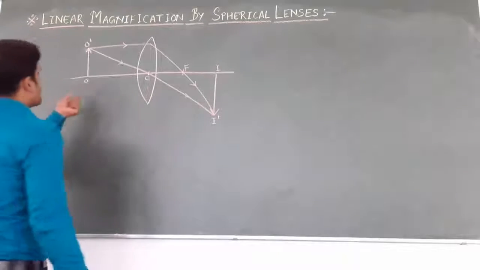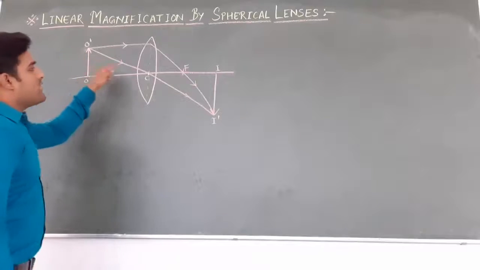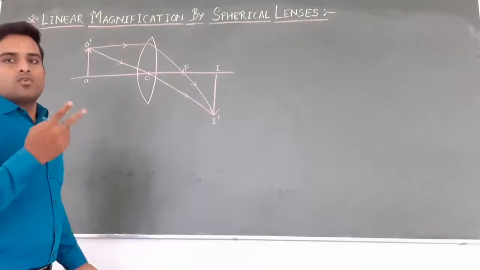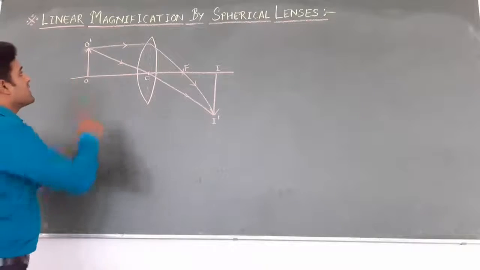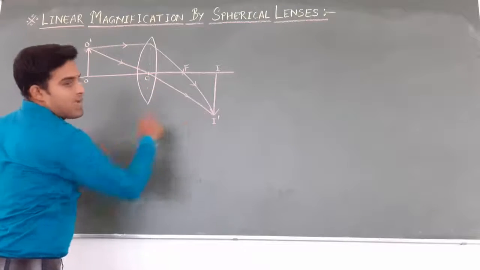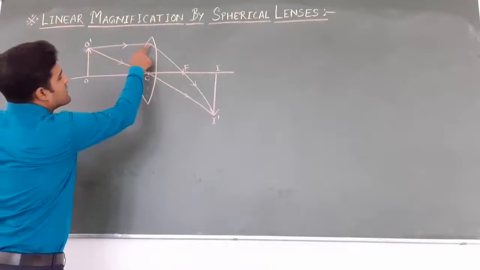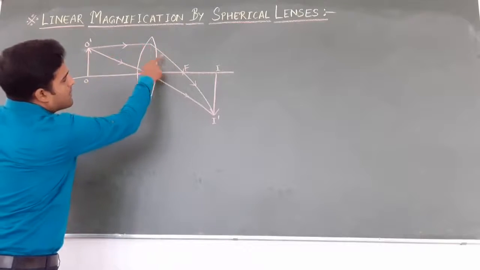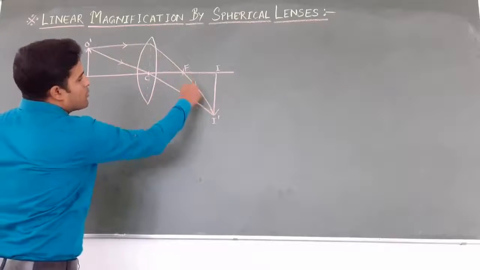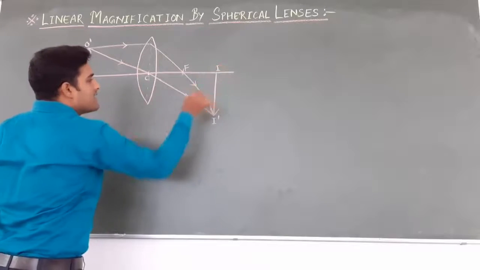Here one object is kept in front of the lens, O dash is our object. For the formation of the image, we take two principal rays. First, I have taken the ray going through the optical center, so it will not deviate. Secondly, I have taken a ray parallel to the principal axis. After refraction, it will pass through the focus. Both are intersecting each other at this point, so here the image I dash is formed.